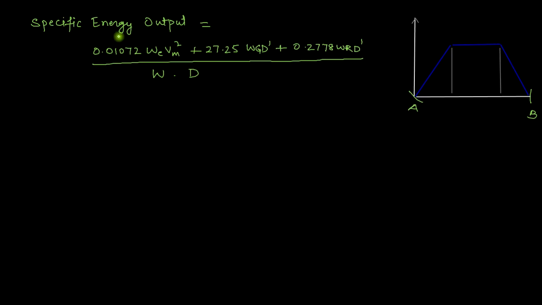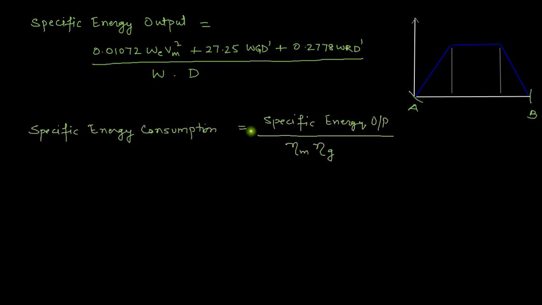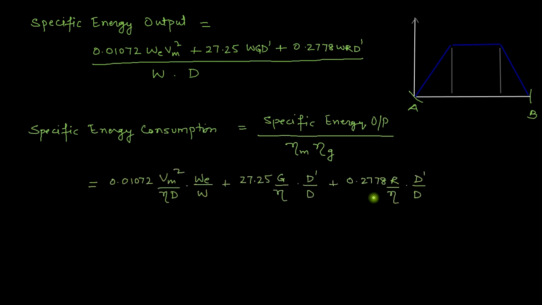Now, when we have the specific energy output, we can very easily calculate the specific energy consumption, and this will be equal to specific energy output divided by efficiency of the motor times the efficiency of the gear transmission. Let us substitute the expressions for these. We get this expression, where this eta is the product of these two efficiencies, the product of motor efficiency and gear efficiency.